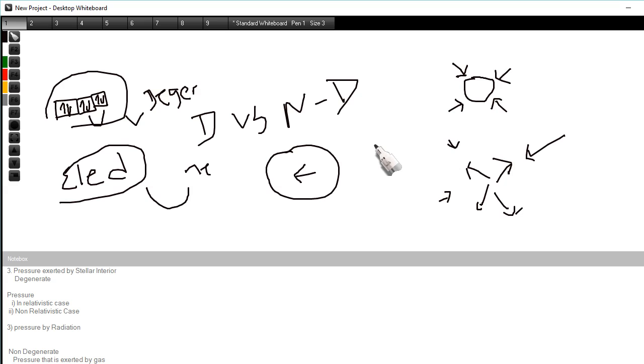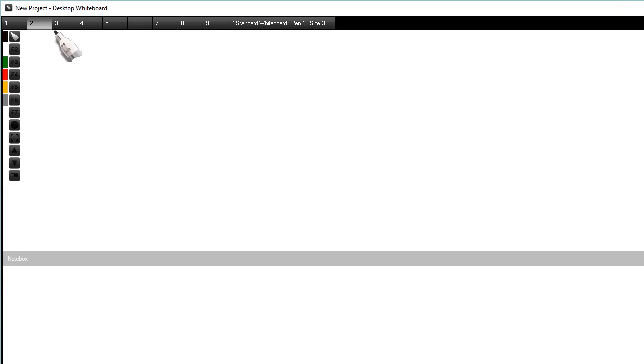Okay, so if the star is small in size then it is the electron degenerate pressure, and if the star is large in size then it is the neutron degenerate pressure that helps the star maintain its equilibrium condition. So that is the difference between the degenerate and the non-degenerate pressure. So to derive the relation for the non-degenerate pressure.